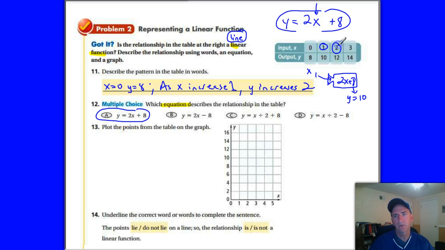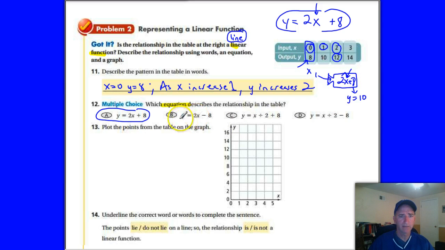So if I input 2, would you get an output of 12? 2 times 2 is 4. 4 plus 8 is 12. Yes, you would. And it works for every single one of those. If I input 0, 2 times 0 is 0. That's why at the 0 value we can add that number, because the 0 is going to make that value go away. All right, plus 8 right there, and that is the output.